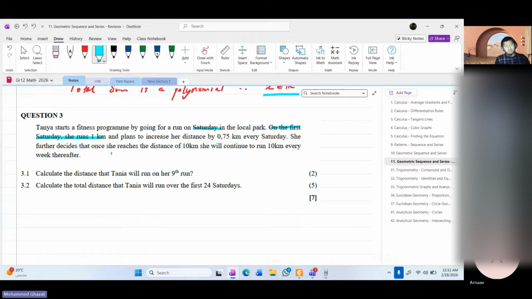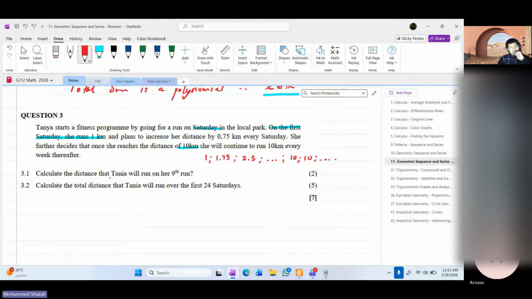She further decides that once she reaches the distance of 10 kilometers, she will continue to run 10 kilometers every week thereafter. So until she reaches 10 kilometers, then she will not increase her distance afterwards. Your pattern is something like this: 1, 1.75, 2.5, dot, dot, dot, and then she runs 10, and then 10, and then 10, and she continues forever running 10.